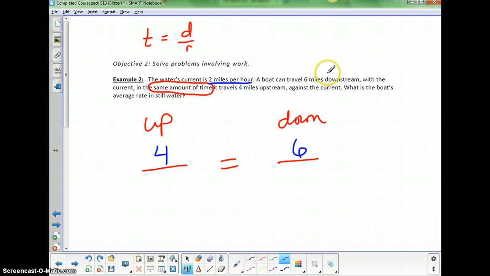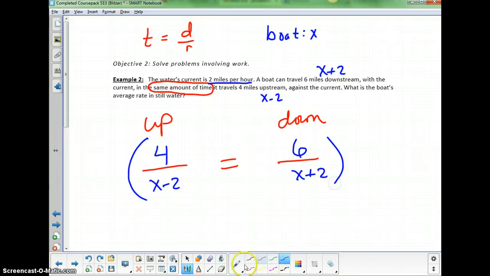So if I'm going downstream, whatever the boat speed is, let's give that a variable. The boat speed is x. The boat speed when going downstream is going to be x plus 2 because the water is pushing on the boat and helping it out. But if it's going upstream, it's going to be x minus 2 because the water is slowing that boat down. So upstream will have x minus 2 and downstream will have x plus 2.